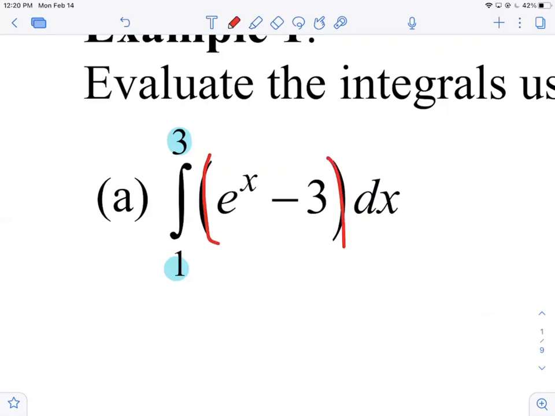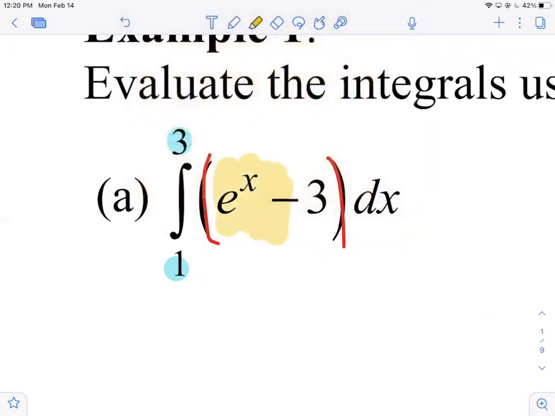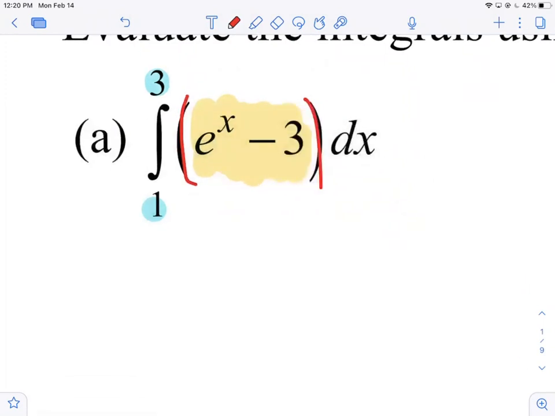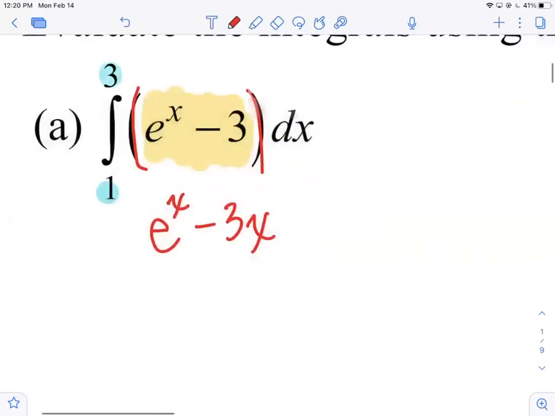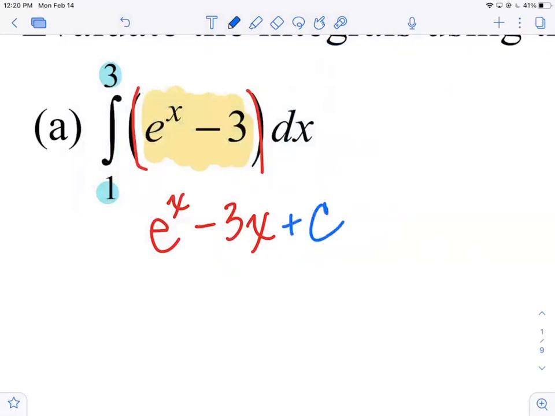Okay, so the fundamental theorem says, if I can find the antiderivative of this integrand, then I can evaluate the definite integral from 1 to 3 by plugging in the top minus plugging in the bottom. So let's see if we can do that. What is the antiderivative of e to the x? e to the x, boom, minus. What's the antiderivative of 3 with respect to x? 3x. Now, remember, we don't need plus C, but it's been a while since I showed you why, so let's go ahead and put the plus C, which we're not going to have to show in the future.